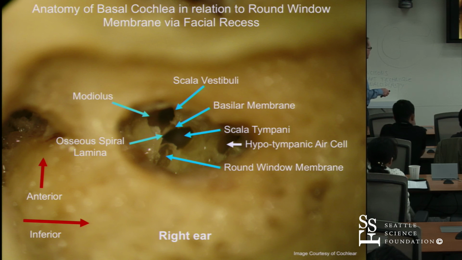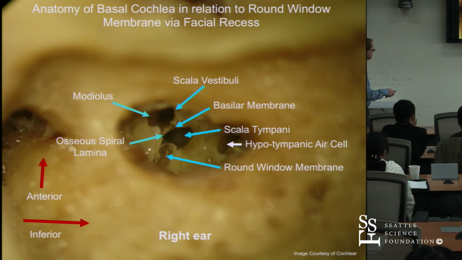This is the superior edge. Here is the osseous spiral lamina and the basilar membrane coming in and attaching at the superior surface. Here is scala tympani. That's your target, right? We want to go in scala tympani. Above the basilar membrane is scala vestibuli. And then we see the modiolus here.